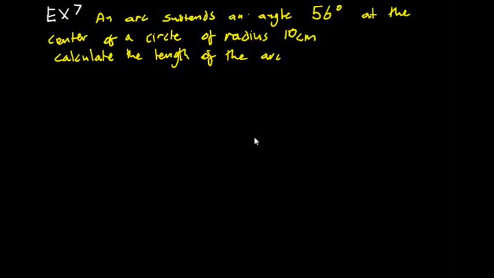Example 7, we've got an arc subtending an angle 56 degrees at the center of a circle, radius 10 centimeters. Calculate the length of the arc. So starting off with, our angle is 56 degrees. Converting that into radians, multiply that by pi on 180, will be 14 pi over 45.